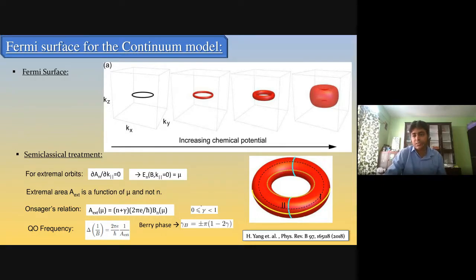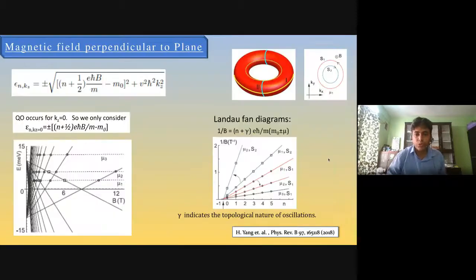In one case, I get trivial oscillations. In the other case, we get non-trivial oscillations if my energy is small. If my Fermi surface is of this drum shape, then we will not get topologically robust oscillations. Okay, so this is the thing. So what do we do? For a magnetic field perpendicular to the nodal plane, which is the z direction, to study the quantum oscillations, we put kz equals to 0.